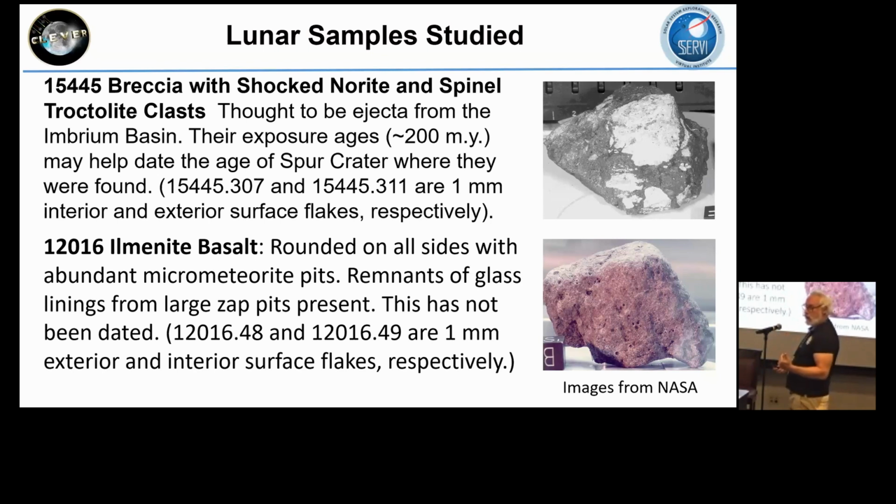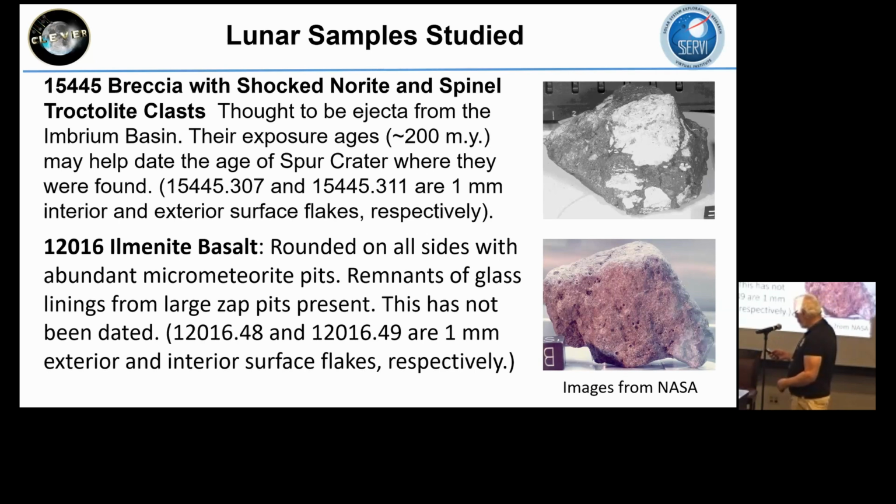So when we asked for these samples, we had them shave off a sliver of the solar wind facing rim. And so one is the exterior surface, that would be the solar wind facing one. And then we have a sliver of the interior. We also have an ilmenite Apollo 12 sample, and this has abundant micrometeorite pits, remnants of glass, really been bombarded. And again, we had two pieces of it, an exterior and interior flake.